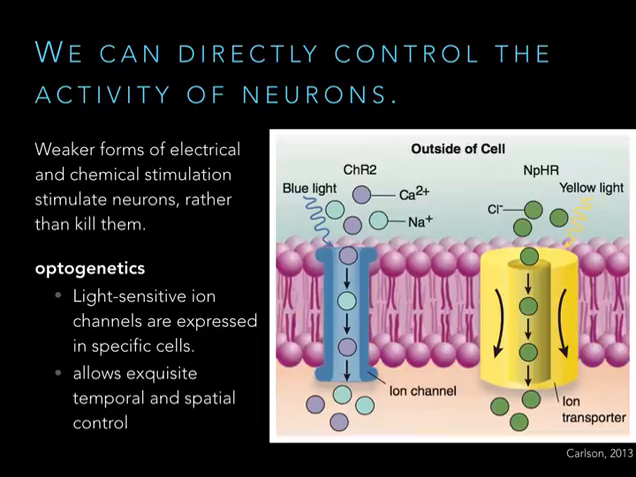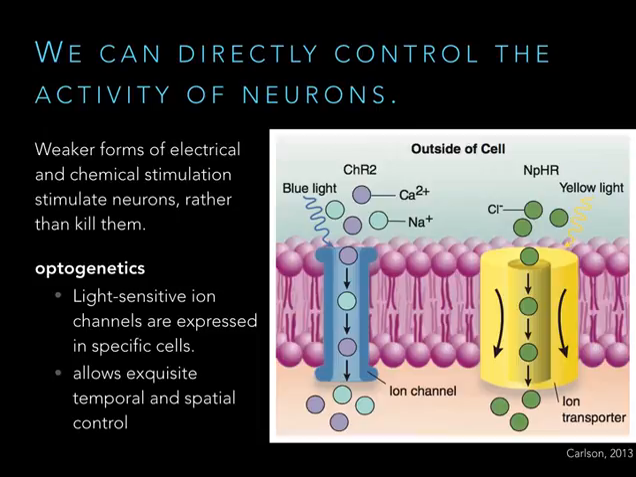And we can also control the activity of neurons. You can do this with electrical or chemical stimulation using the exact same method that you would do to kill neurons. All you do is turn down the stimulus a bit. So you don't apply as strong of an electrical current, and you don't apply as high of levels as you would with an excitotoxic lesion. So lower concentrations of kainic acid, lower levels of electrical activity. It's still going to be enough to stimulate neurons, but not enough to kill them.